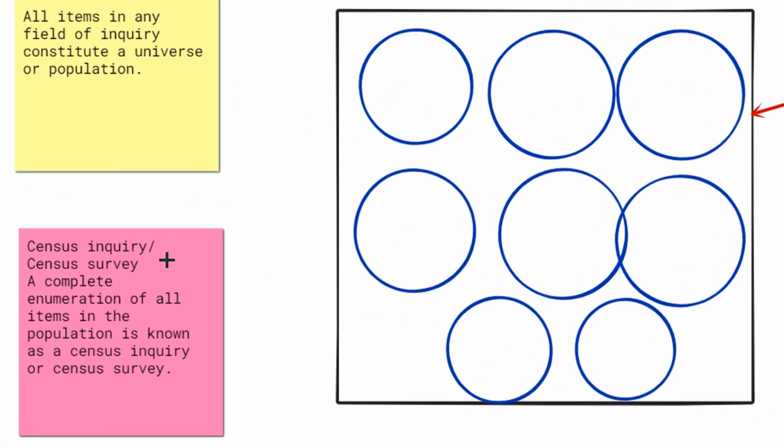Census enquiry or census survey refers to a complete enumeration of all the items in the population. What this means is that suppose we collect data from all the 8 units that are present in the population, then we are doing a census survey. The advantage of this survey is that we will get accurate information, but practically speaking, it may not be possible to do a census inquiry.